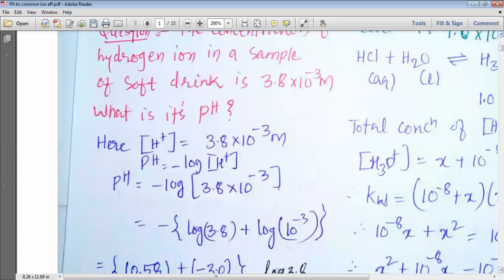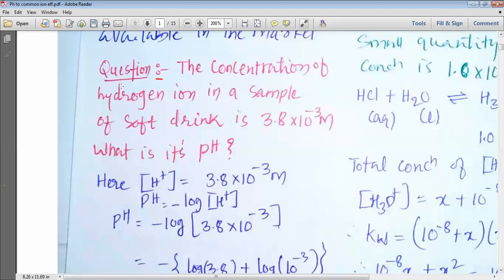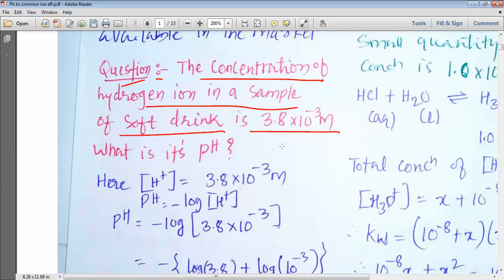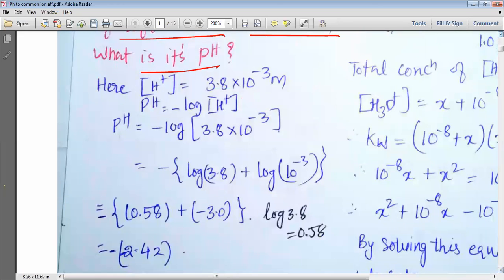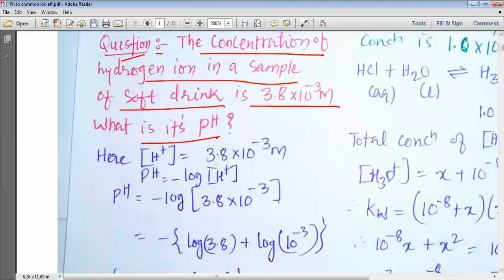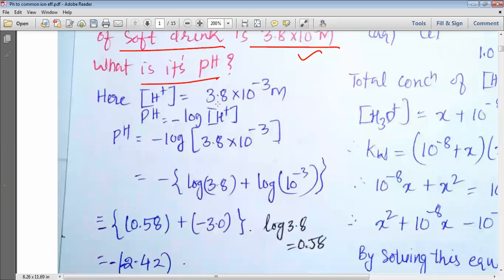Now let us study, my dear students, some questions. So what is the next question? The concentration of hydrogen ion in a sample of soft drink is 3.8 into 10 to the power minus 3 mole per liter. What is its pH? So now we are going to learn how we can calculate the pH. You can see that the hydrogen ion concentration is given, that is 3.8 into 10 to the power minus 3 mole per liter. So we can write that H+ concentration is equal to 3.8 into 10 to the power minus 3 mole per liter.